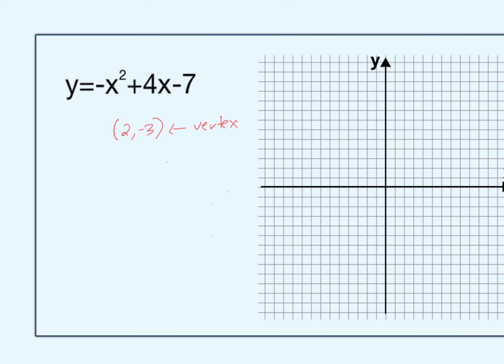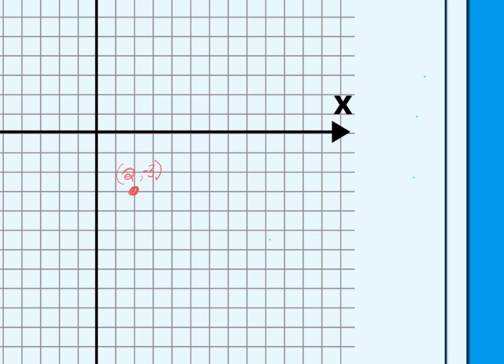Okay, again, we know y equal to negative x squared plus 4x minus 7. The vertex is 2, negative 3. Let's go there right now. Okay, we're going to get 2, negative 3. We're going to go over 1, down 1. We're going to get this point. What's that point? 3, negative 4. We're going to go over 1, down 1, because it's negative x squared. We're going down, and that's going to be 1, negative 4.